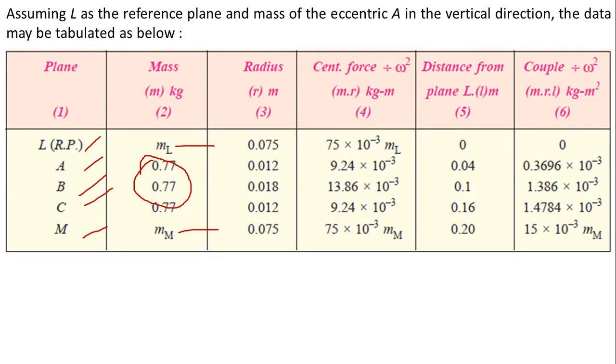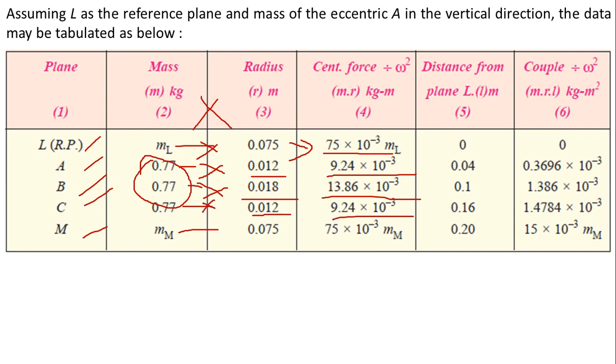Okay, same masses. Then M into R, multiply these columns 2 and 3, and you get the M into R. So this one will be 75 into 10 to the power minus 3 into ML. Then 0.77 into 0.012, you get 9.24 into 10 to the power minus 3. 0.77 into 0.018, you get 13.86 into 10 to the power minus 3. 0.77 into 0.012, you get 9.24 into 10 to the power minus 3.